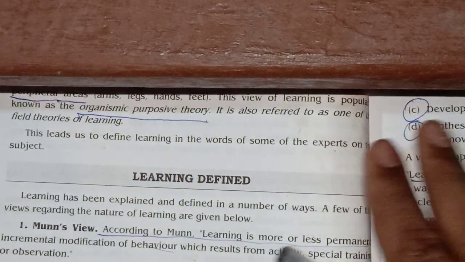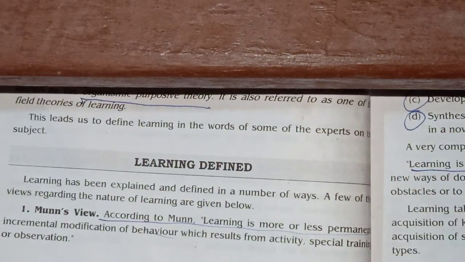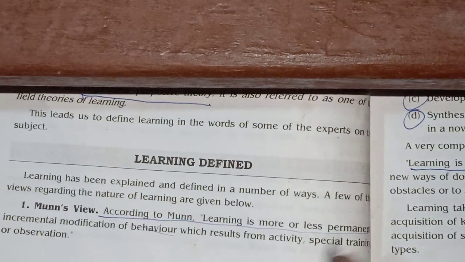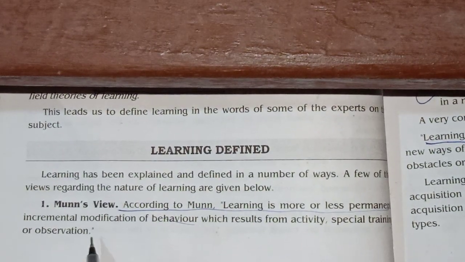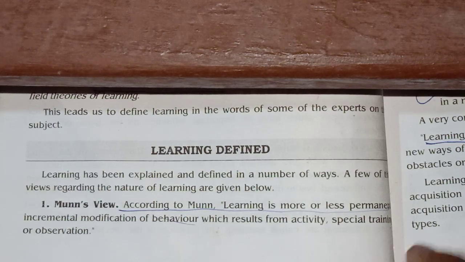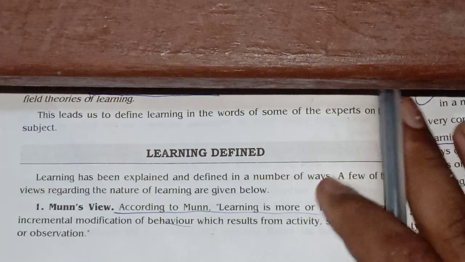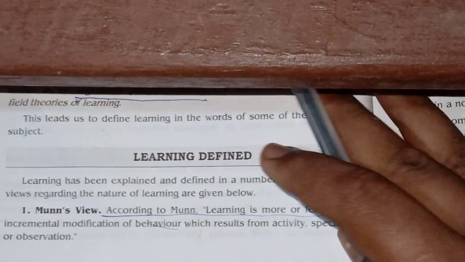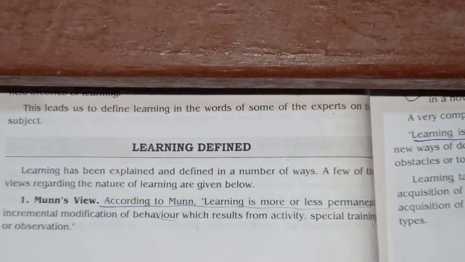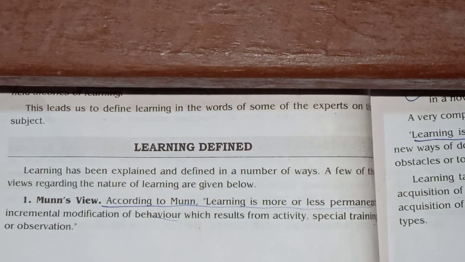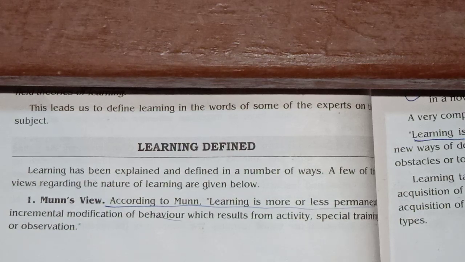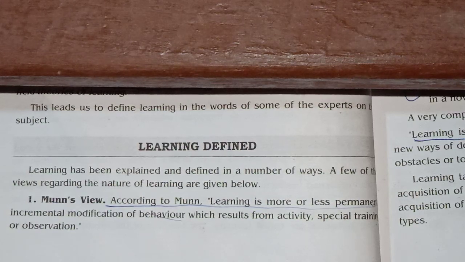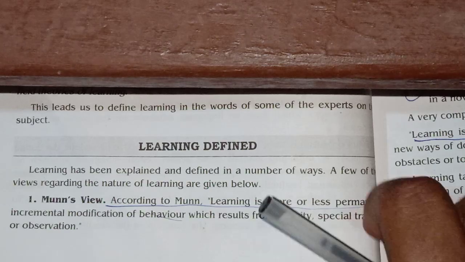So first, Mon. In Mon's view, learning is more or less permanent incremental modification of behavior which results from activity, special training, and observation. So Mon said that learning is more or less permanent and it is a result of activity, special training, and observation. This is Mon's view.